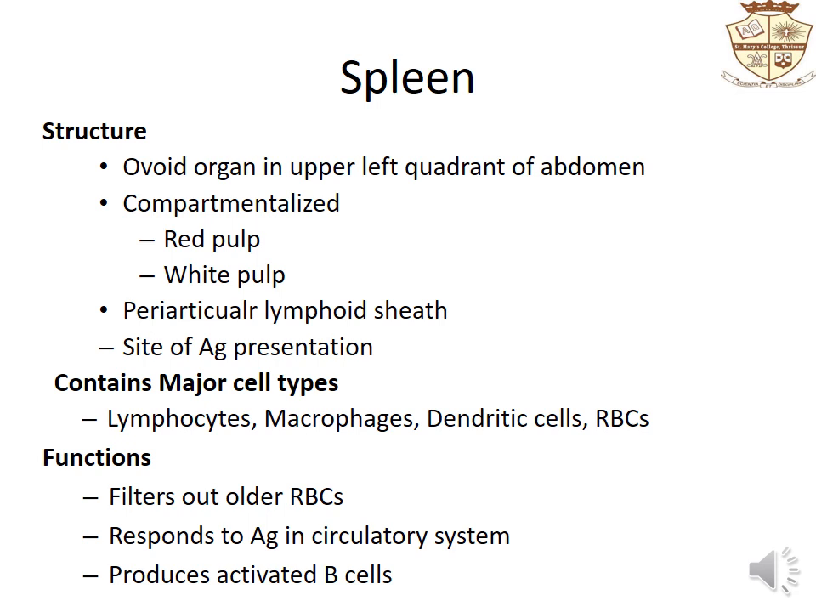The spleen contains several different types of immune cells such as lymphocytes, macrophages, dendritic cells, and red blood cells or RBCs. The main functions of the spleen are to filter out older RBCs, to trap and respond to antigens in the circulatory system, and the spleen is a site where activated B cells against the antigens will be produced.